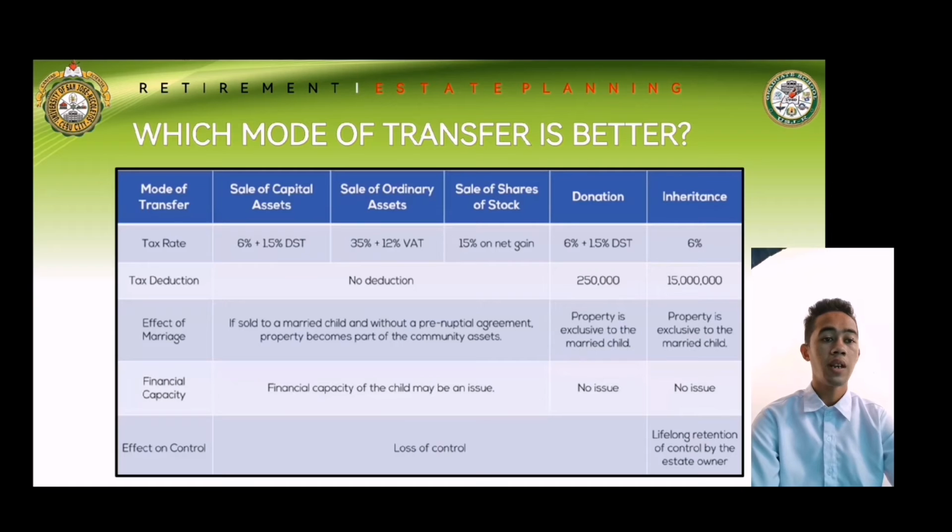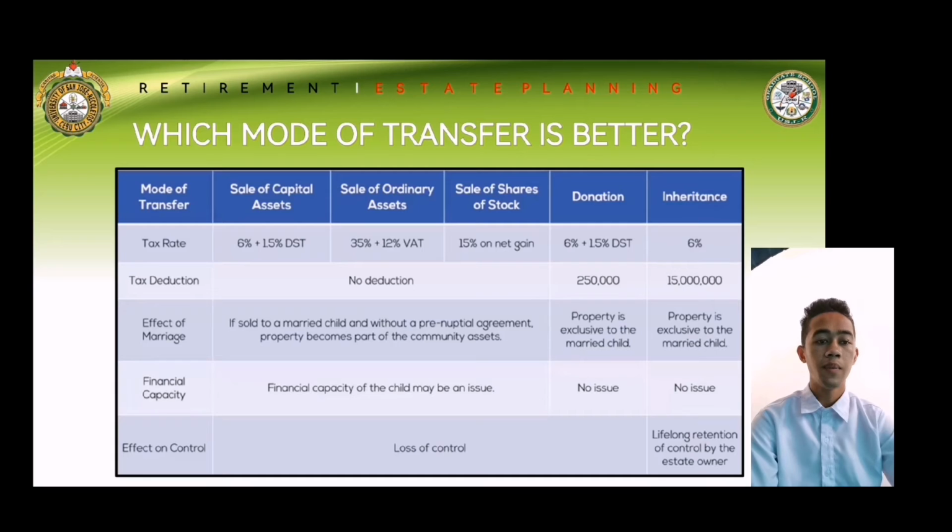Mode of transfer and effects of marriage. If sold to a married child and without a prenuptial agreement, the property becomes part of the community assets. With donation, the property is inclusive to the married child. With inheritance, the property is exclusive to the married child.